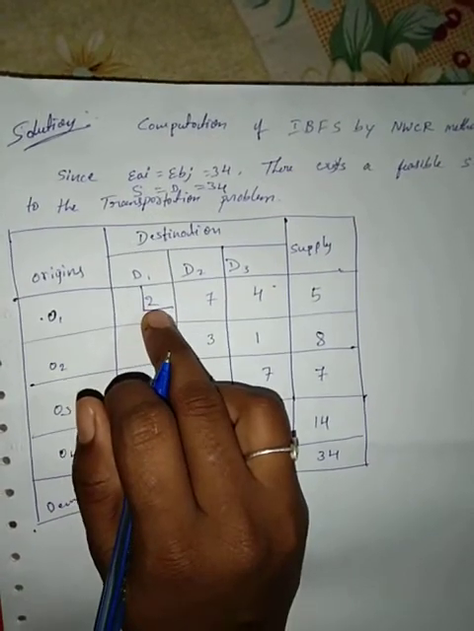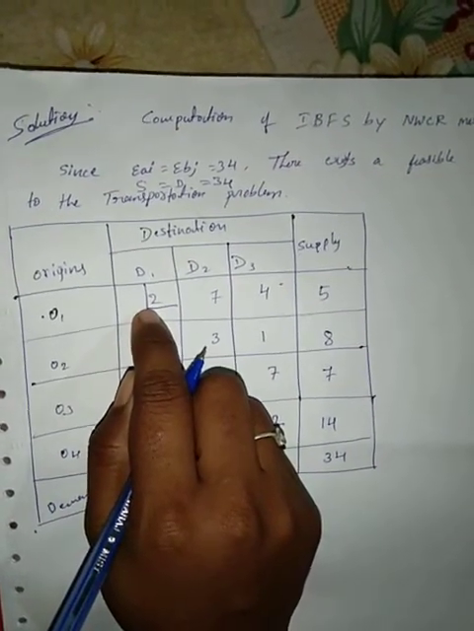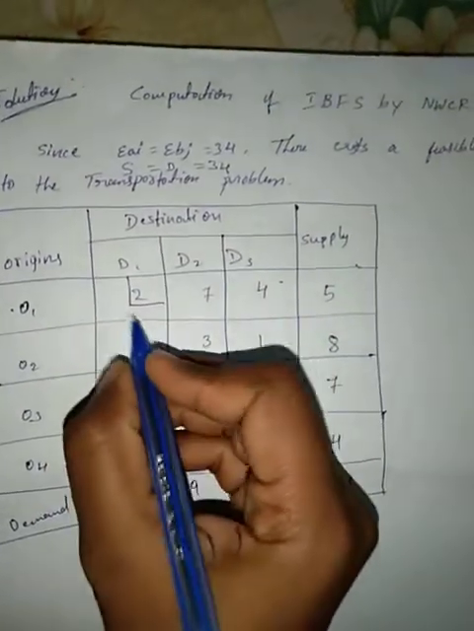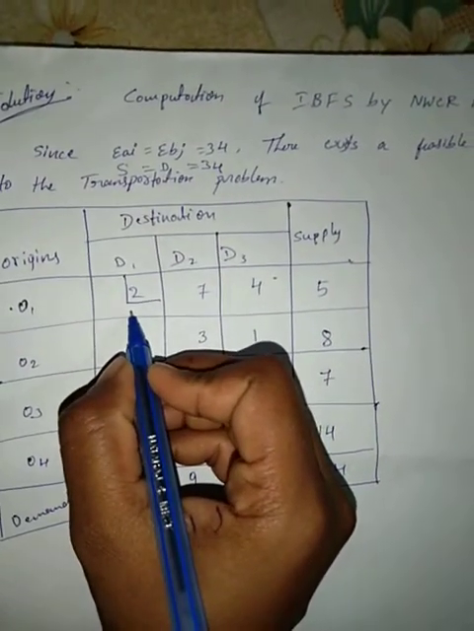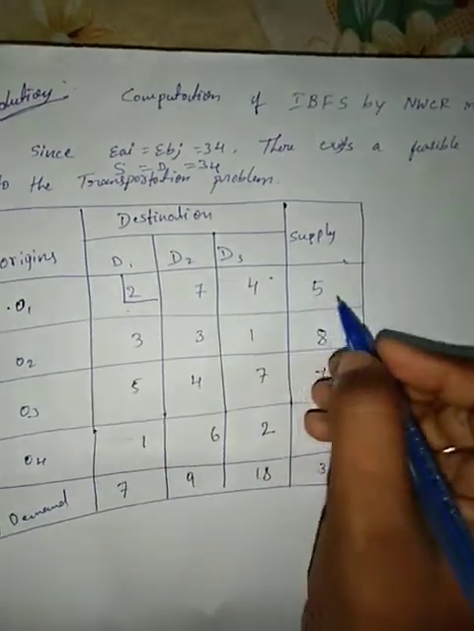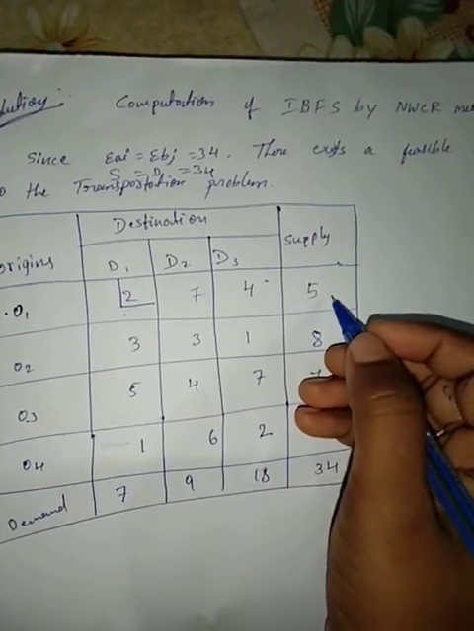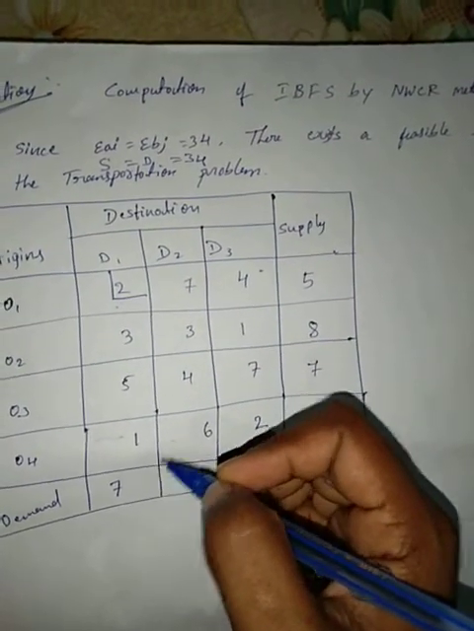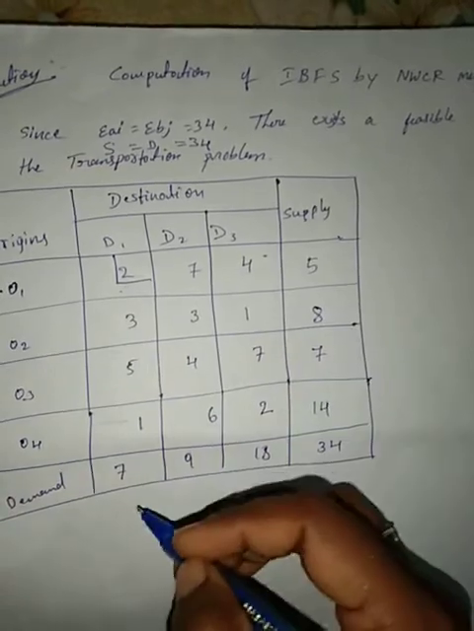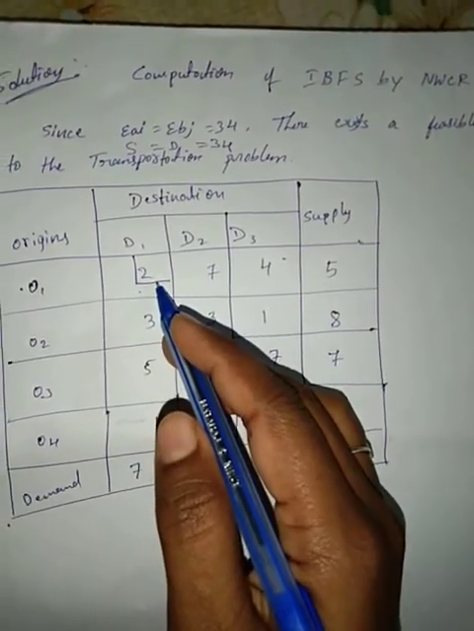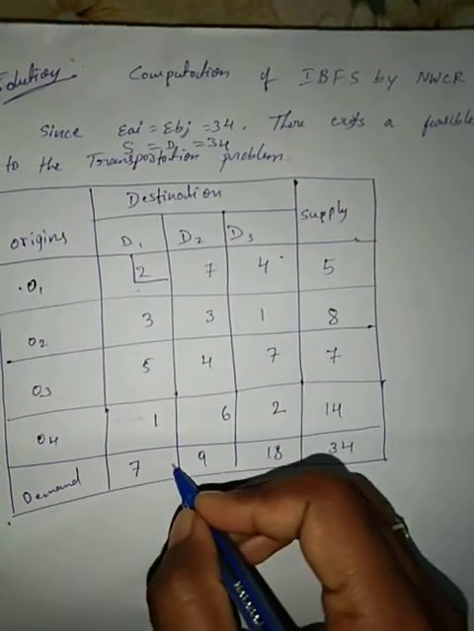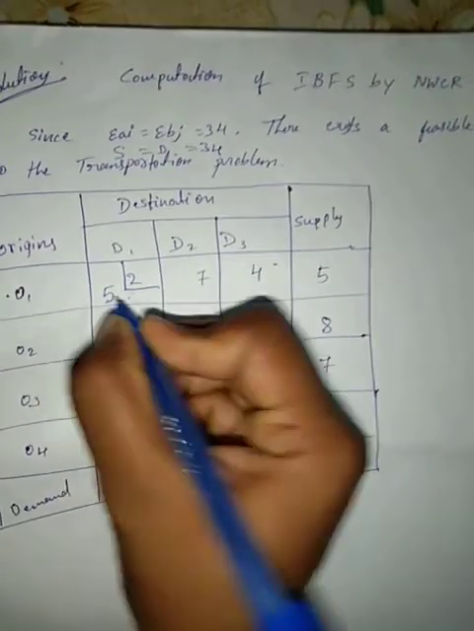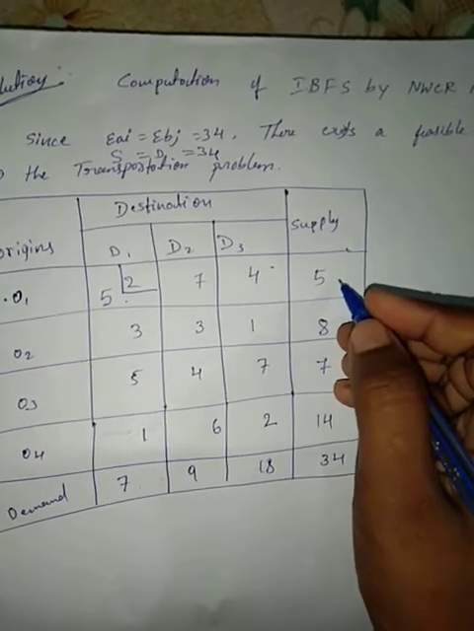We started the allocation from this cell, from the top left corner, and allocate as much as possible, equal to the minimum of the rim values. These are the rim values for the first allocation, the first row and first column. So we allocated the minimum value. 5 is the minimum value in the given matrix.